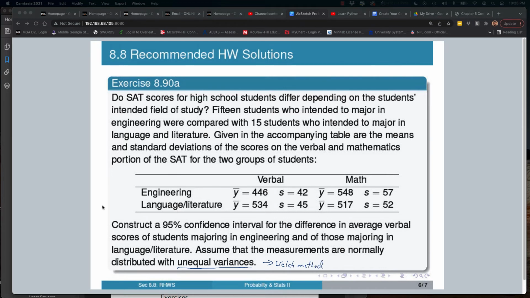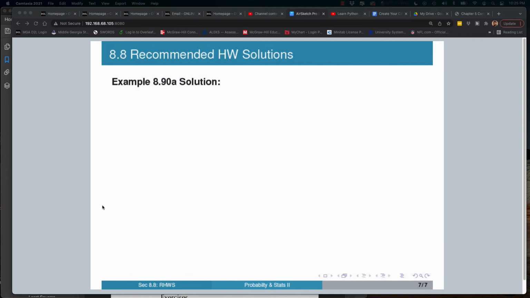So again, if I mention anything about equal or unequal variances, you can guarantee you're probably going to do a t interval for differences between means. It'll just depend on which version you do, whether it says equal variances or unequal. All right, so let's get into that.